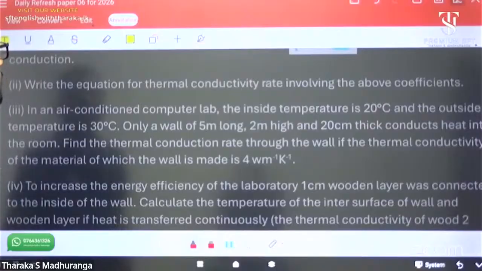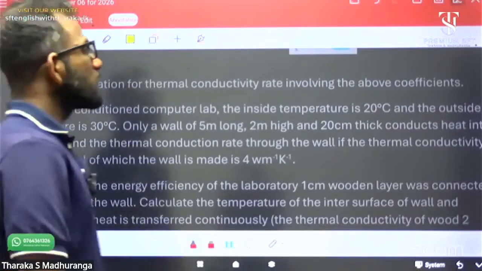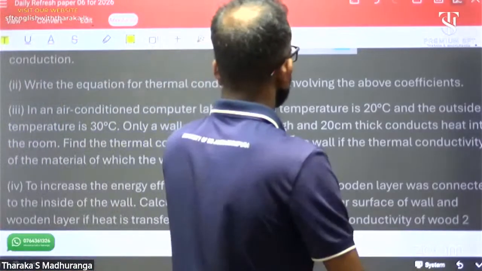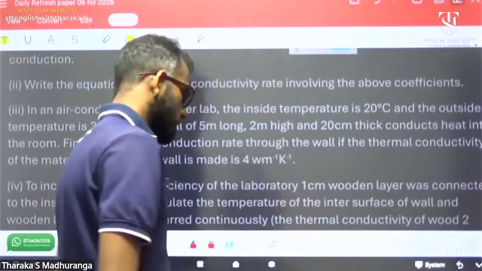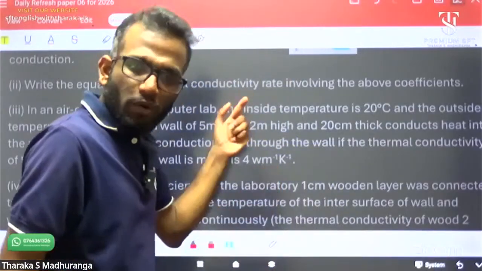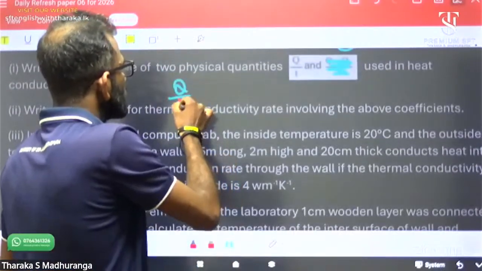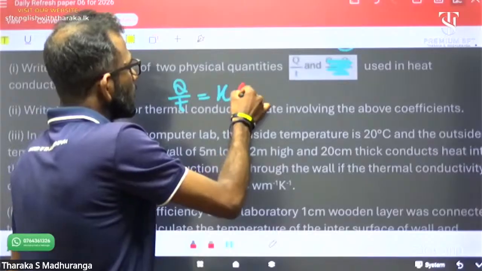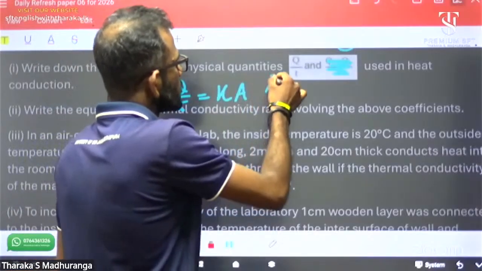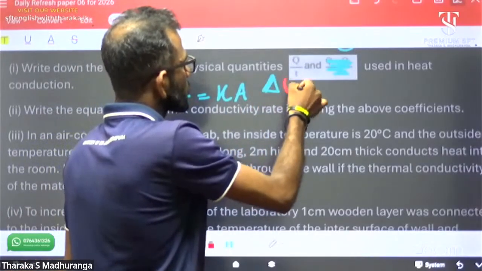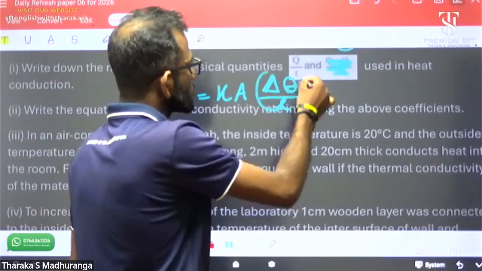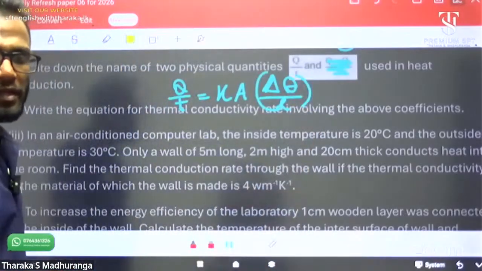Second one, write the equation for thermal conduction rate involved in the above coefficients. Now you know Q over T equals K A delta theta over L.